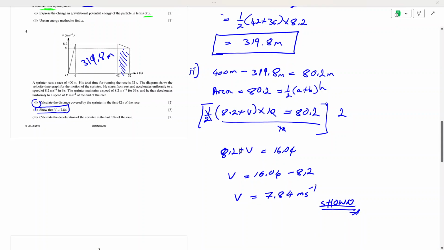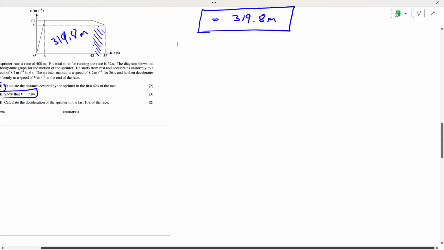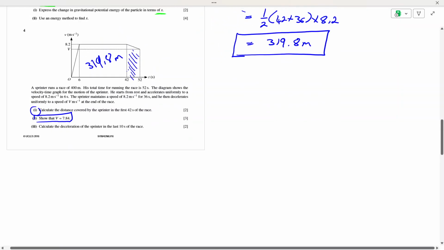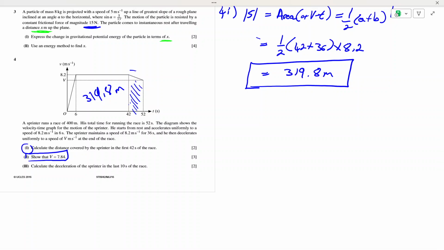Now for part 3. Part 3 reads, calculate the deceleration of the sprinter in the last 10 seconds. So I'm just supposed to calculate this slope here. That's the deceleration.